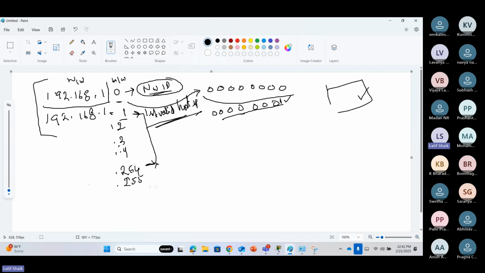It means the entire host portion, this single host portion, is like this. There are no zeros, all are ones. So all zeros in the host means network ID, and all ones in the host means broadcast ID. So this is a broadcast ID. In between the network ID and broadcast ID, all the IP addresses we can use for communication purposes.